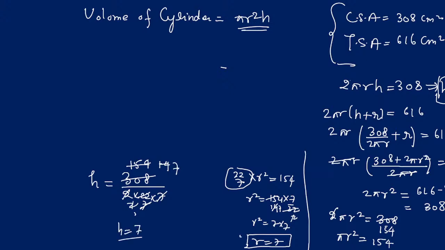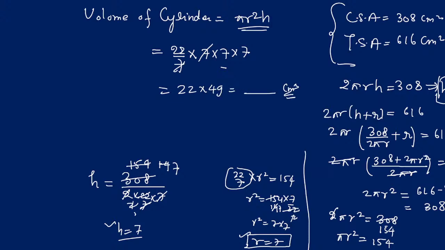See guys, R is also 7, H is also 7. You have to find volume. 22 by 7 into R square means 7 into 7. And what is the value of H? Also 7. 7 and 7 will be cancelled. 22 into 49. You will multiply and you will get the volume in centimeter cube. First of all, you have to understand the question in this way, then understand the radius, and after that the height, and we will put the values of R and H and evaluate the volume of this cylinder.